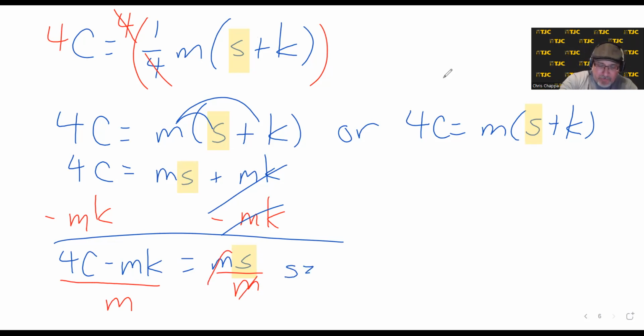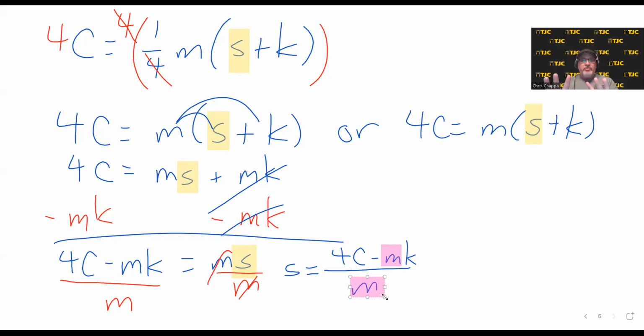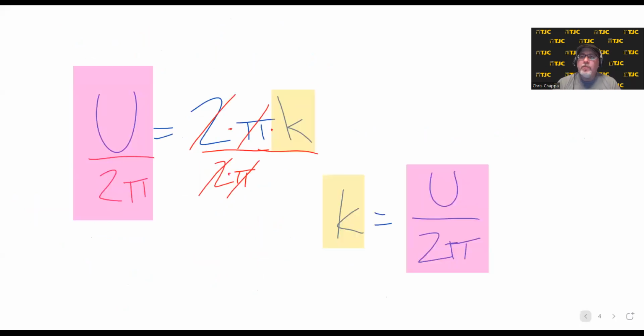S is equal to the following fraction: 4C minus MK on top, M on the bottom. Now, there may be a temptation to cancel these M's. This M on the top, this M on the bottom. Resist the temptation. Because remember what I said earlier back here, and I think on a previous example?